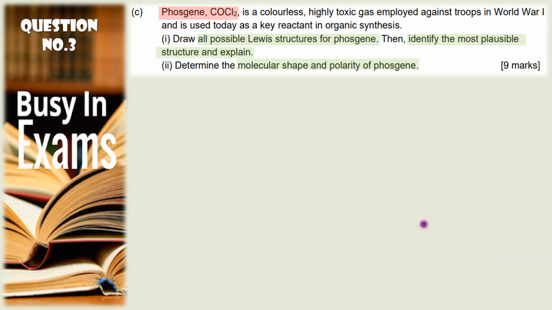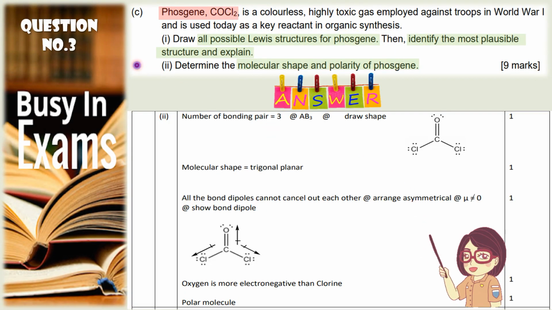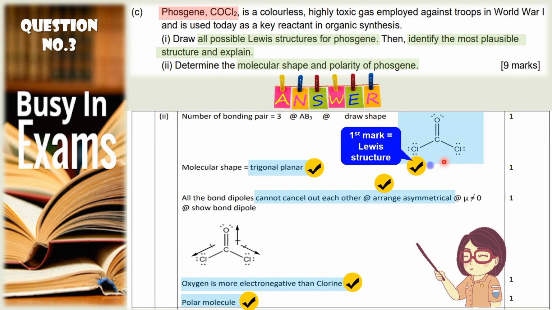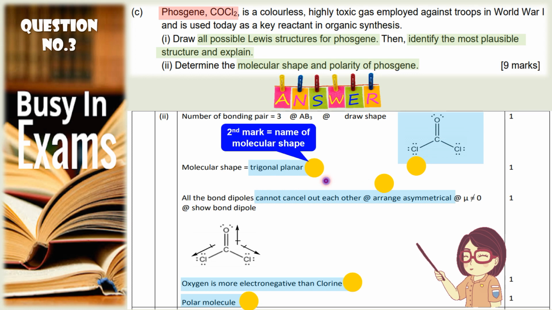Alright, so next for C2. Determine the molecular shape and the polarity of phosgene. For this one, we have to take the most possible Lewis structure to present. So the first mark here is given to you for the Lewis structure. Then the correct shape, 1 mark. And then you write the name of the shape, which is trigonal planar, 1 mark.